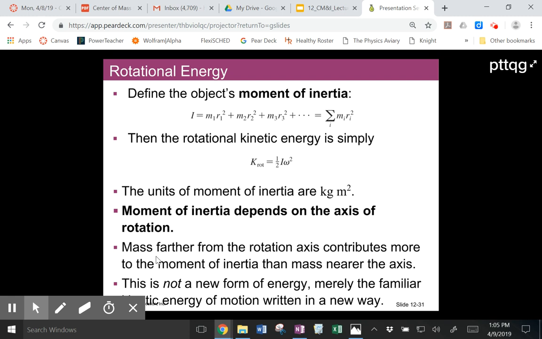It depends on the axis of rotation. It depends on how far the mass is located from the axis of rotation. Clearly, how far the mass is from the axis of rotation is really important because that part is squared. Doubling the mass would double the moment of inertia. Doubling the distance from the center would quadruple the moment of inertia. So changes in relative position have big effects.